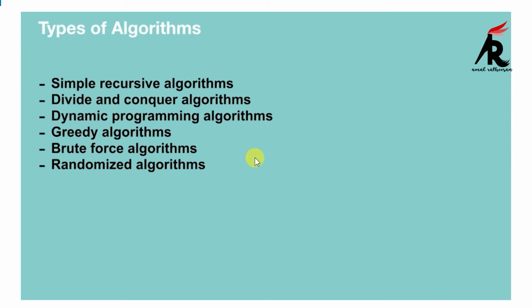Okay, so the first one is simple recursive algorithm, then the second one is divide and conquer algorithm, the third one is dynamic programming algorithms, the fourth one is greedy algorithm, the fifth one is brute force algorithm, the sixth one is randomized algorithm. So let's move on to the simple recursive algorithm.